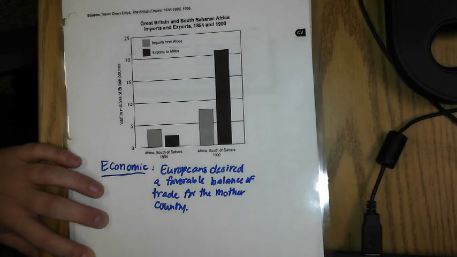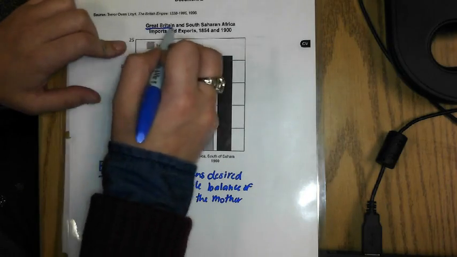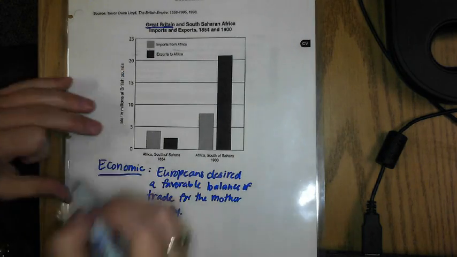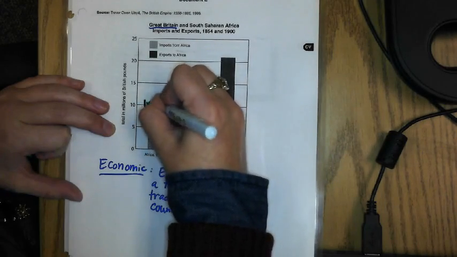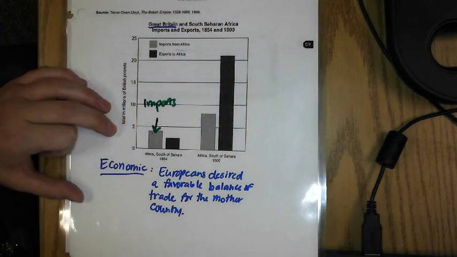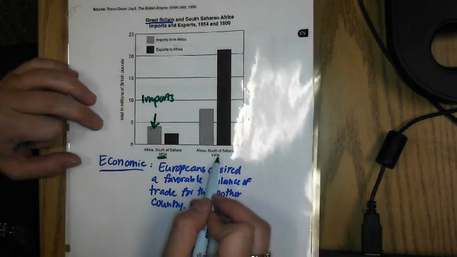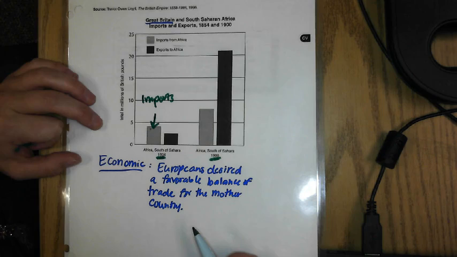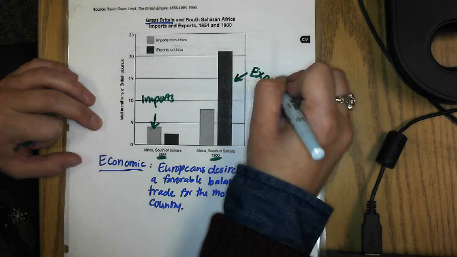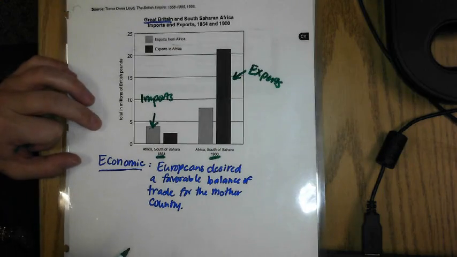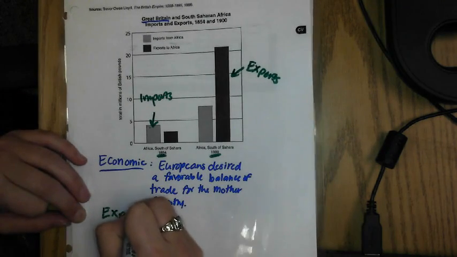Now, the mother country just means whatever colonizing power it is. So in this one, it's specifically looking at Great Britain. If you see here, the imports are greater than the exports in 1854. This is at the beginning of imperialism. After imperialism, once they have established their role in South Africa, you can see that exports are way more than imports. Whenever exports are more than imports, that means that they're making a profit.